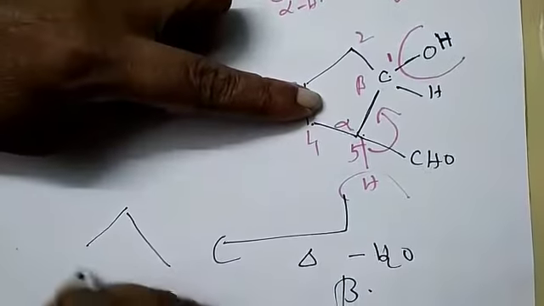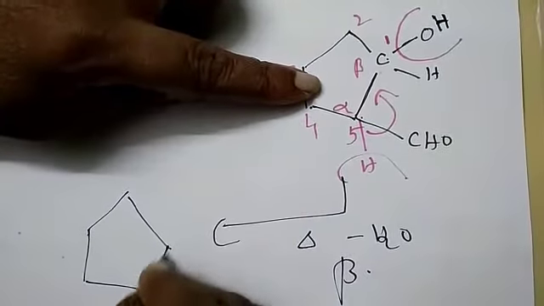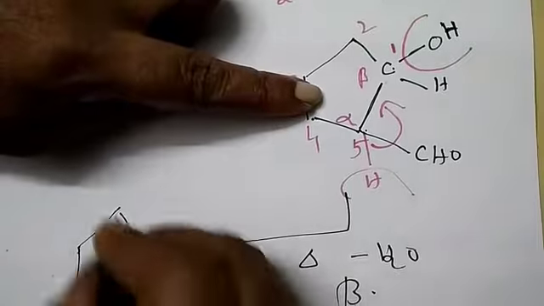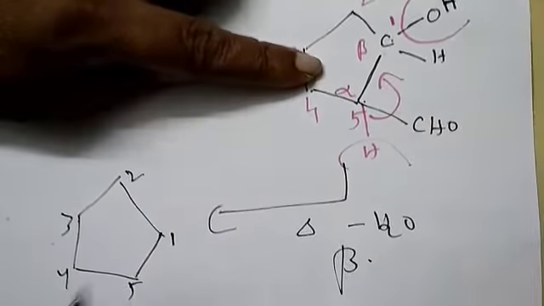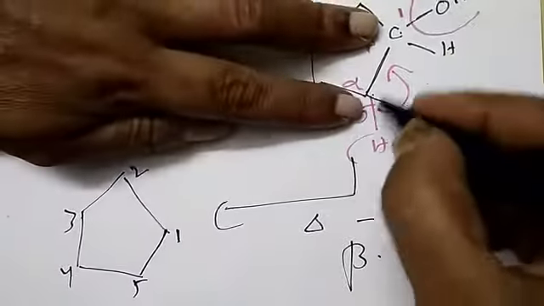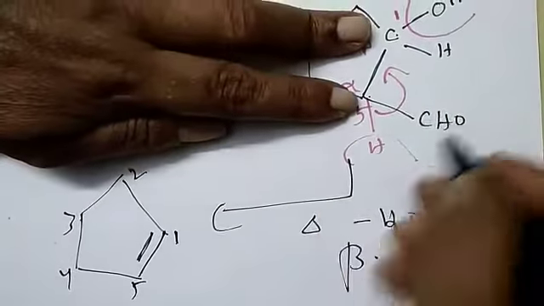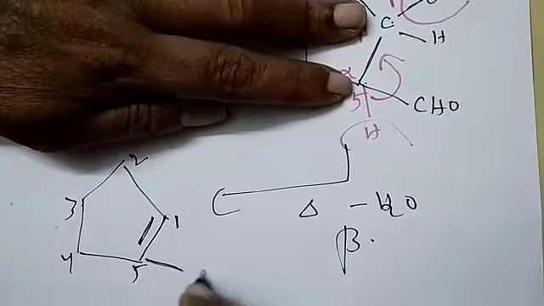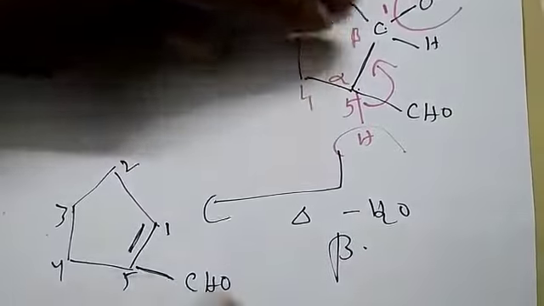Now let us draw the pentagonal structure. I am giving this as carbon 1, 2, 3, 4, 5, numbering is important. Put the double bond between 1 and 5. On the 5th carbon atom you put your aldehyde group. So this is the product.